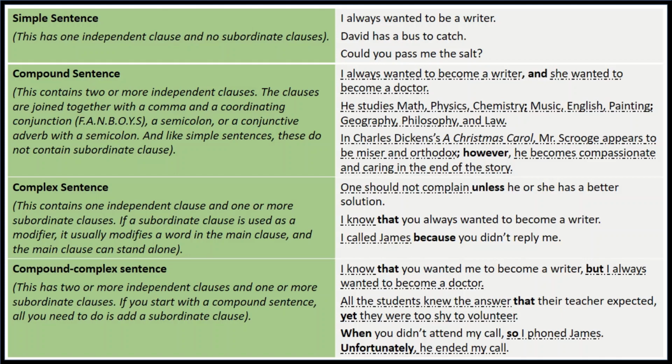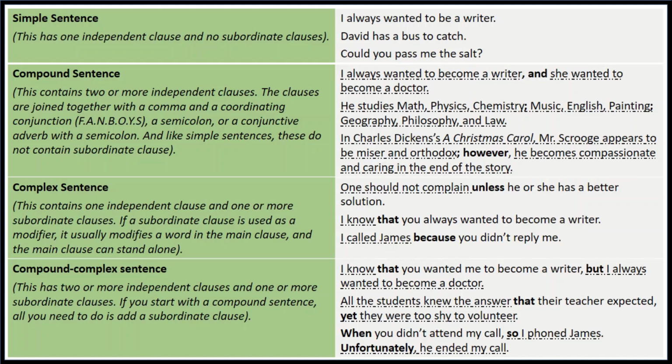Second is compound sentence. Basically, compound sentences contain two or more independent clauses. That's it. There is no subordinate clause. And to join those two independent clauses, we need only one thing, that is a coordinating conjunction, or we can use a semicolon, or we can use a conjunctive adverb with a semicolon.